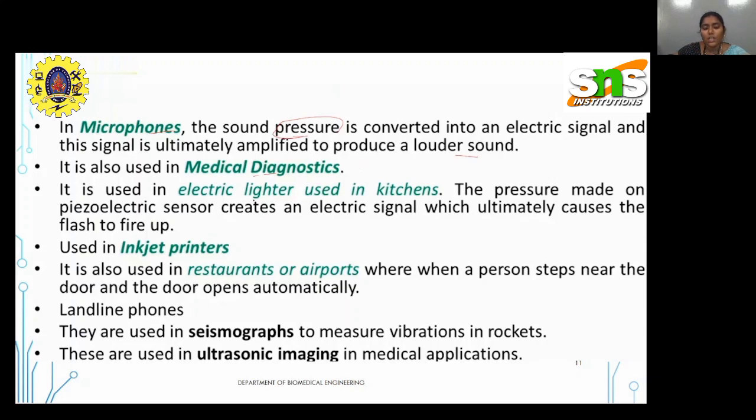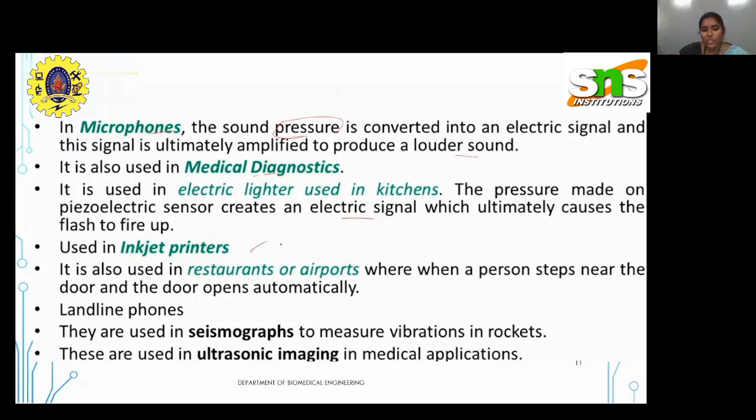Even in commercial applications, there is the electric lighter used in the kitchen. This also uses the piezoelectric effect. The pressure made on the piezoelectric sensor creates an electric signal, and by means of the signal you get a flash to fire up. So this is another commercial application.